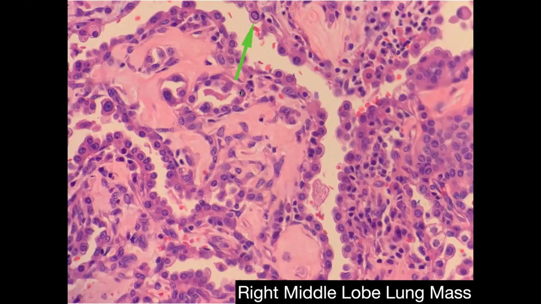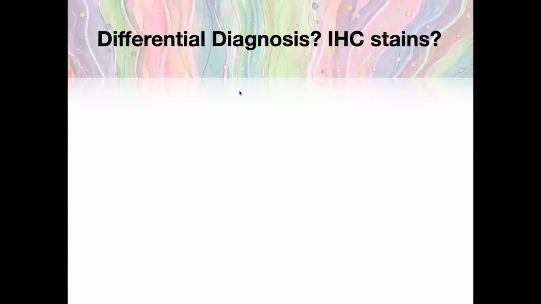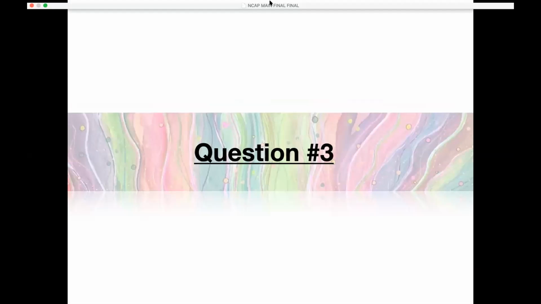We will go through the cell morphology later, but I think you may have good differentials in mind already based on the clinical information and the architecture of the neoplasm. So what are your differential diagnoses at this point? Which IHC stains would you request? So a question is coming your way.